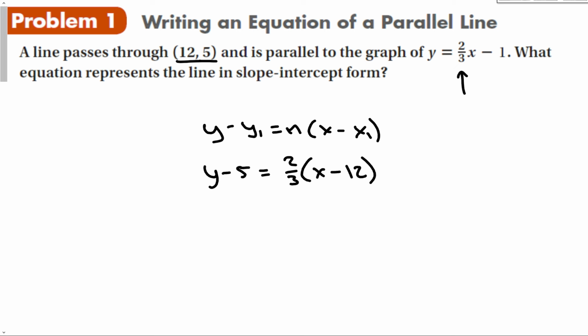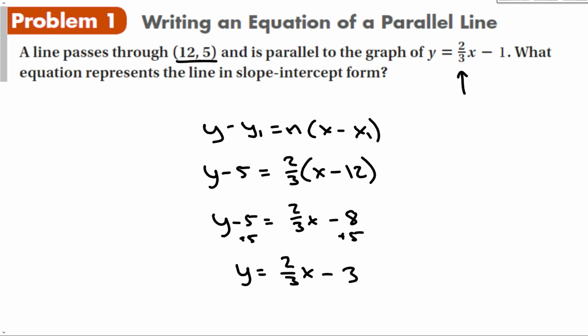I need it in slope-intercept form, so now I'm going to distribute. So that's 2/3 x minus 12 times 2/3. It's going to be 24/3, which is 8. Finally, let's get y by itself, because that's the definition of slope-intercept form. 2/3 x minus 8, plus 5 to both sides, minus 3. Okay? And here's my equation, y is equal to 2/3 x minus 3 in slope-intercept form.